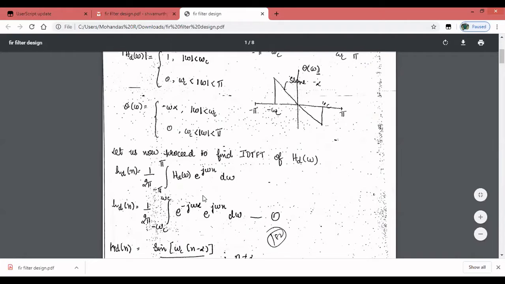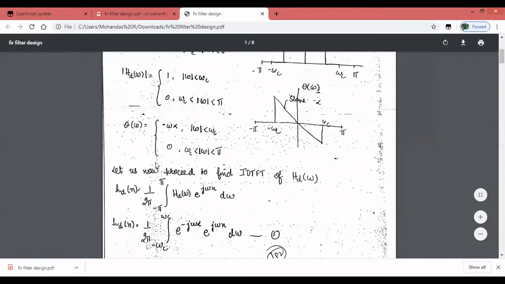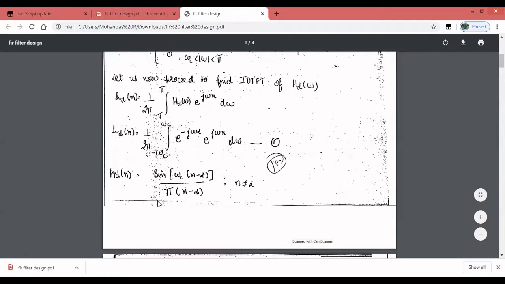After simplifying this, I will get Hd of n, which can be represented by a simple formula: sine of omega c into n minus alpha, divided by pi into n minus alpha. This is what we are trying to obtain from Hd of omega. So finally, Hd of n is equal to sine of omega c into n minus alpha divided by pi into n minus alpha, for the case when n is not equal to alpha. But what about when n is equal to alpha?